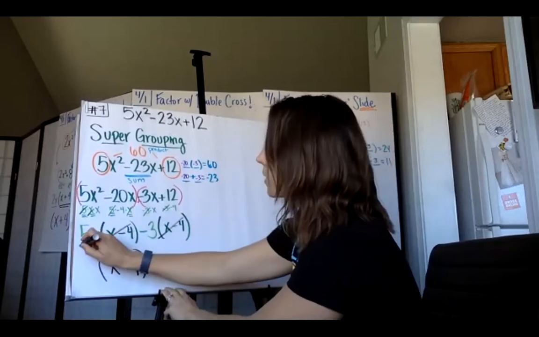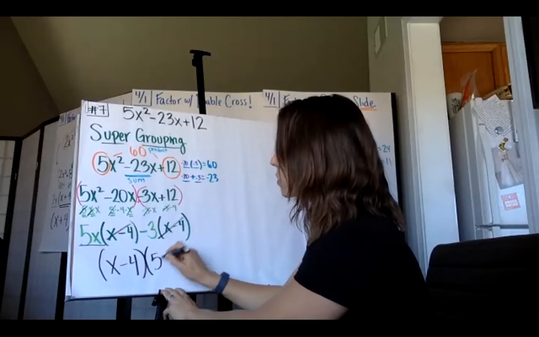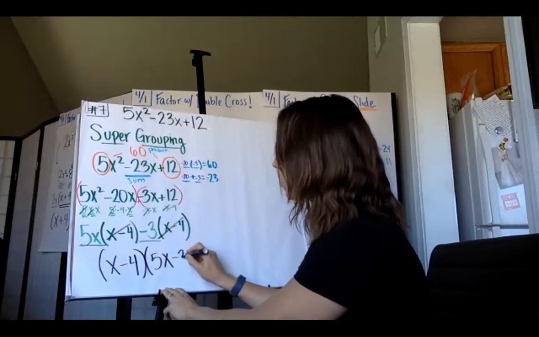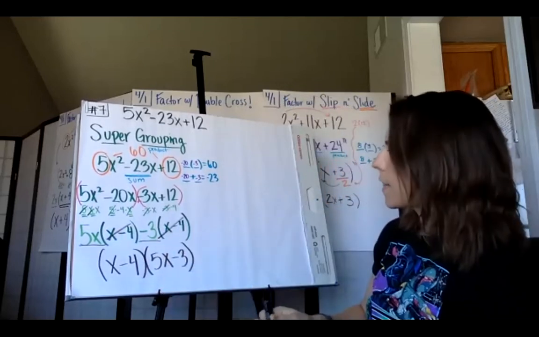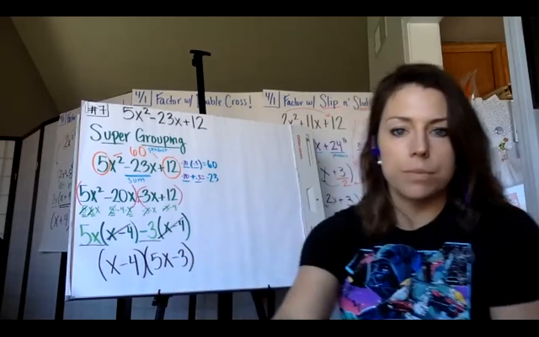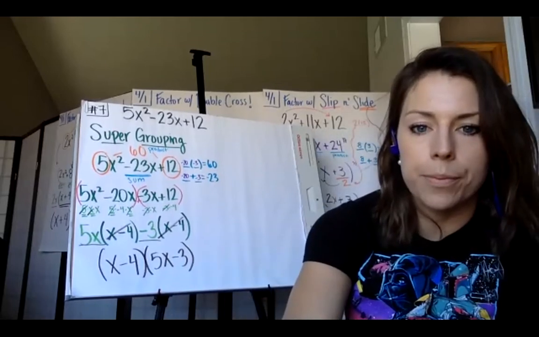That's gone. What do I have left? I have 5x from the first term and minus 3 from the second term. And that leads me to my final answer using supergrouping.